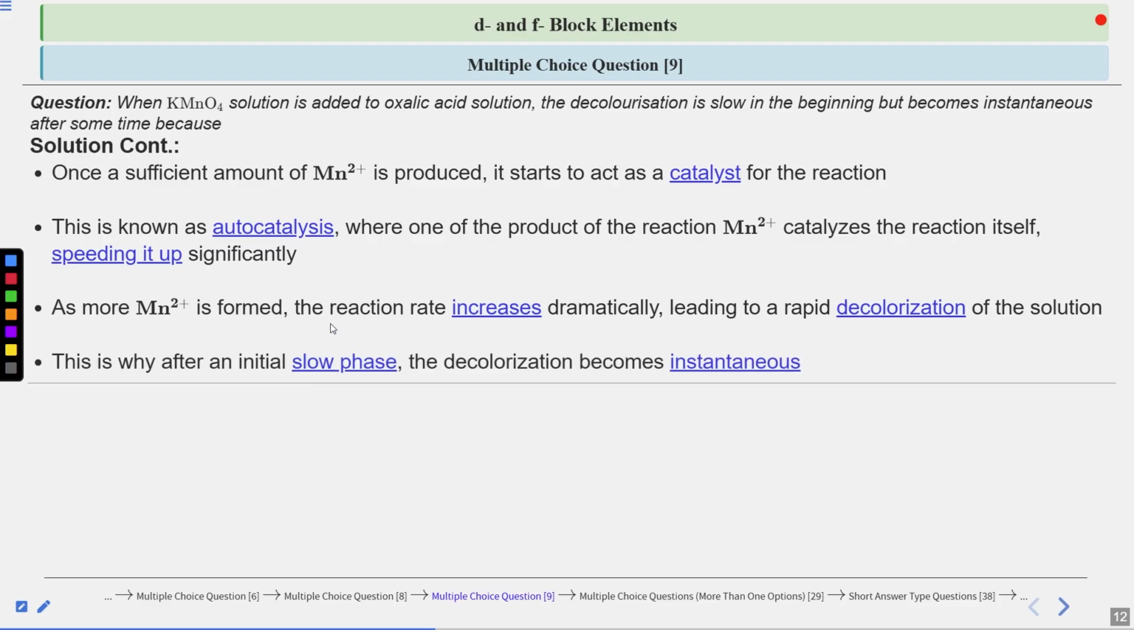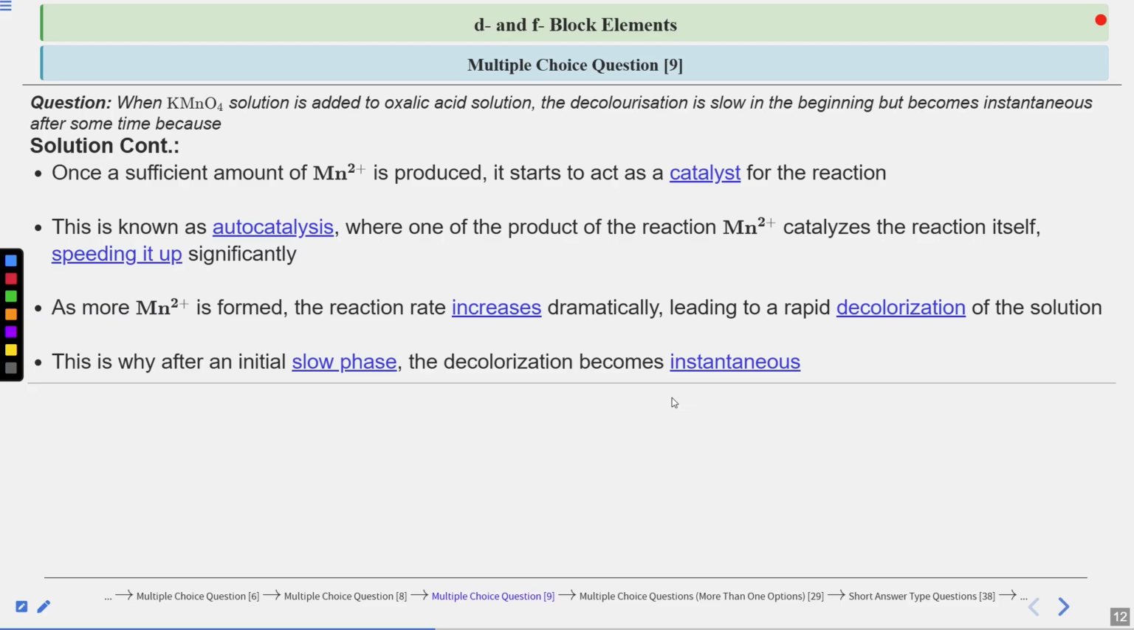This is why, after the initial slow phase, the decolorization becomes instantaneous. After the slow process of decolorization, when you have got a sufficient amount of Mn2+ from Mn7+, the speed of the reaction will become faster, because Mn2+ will act as a catalyst. This will lead to rapid decolorization of the solution. In the initial slow phase the decolorization is slow, and after that the decolorization becomes instantaneous.